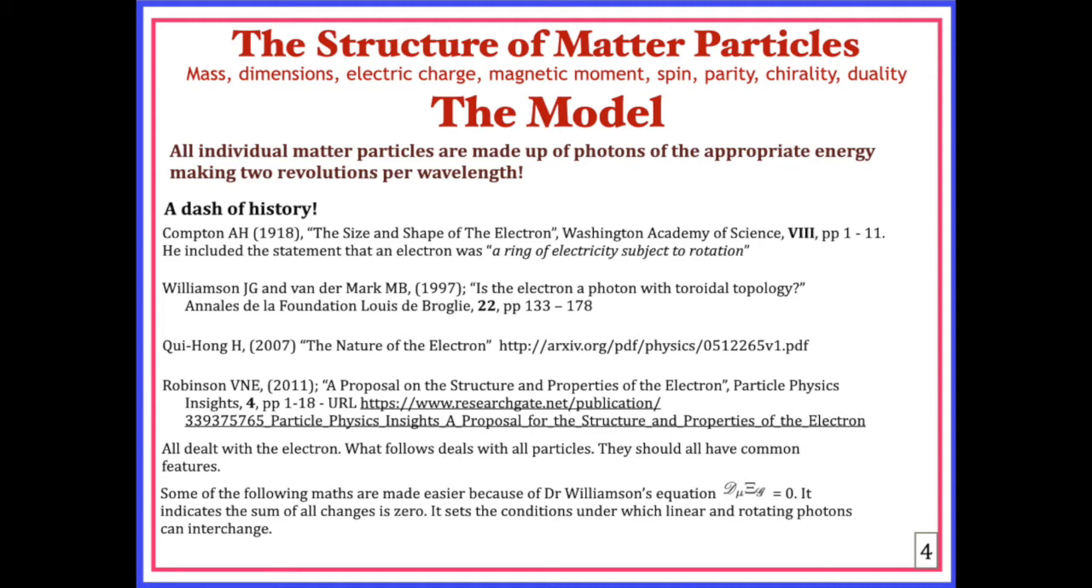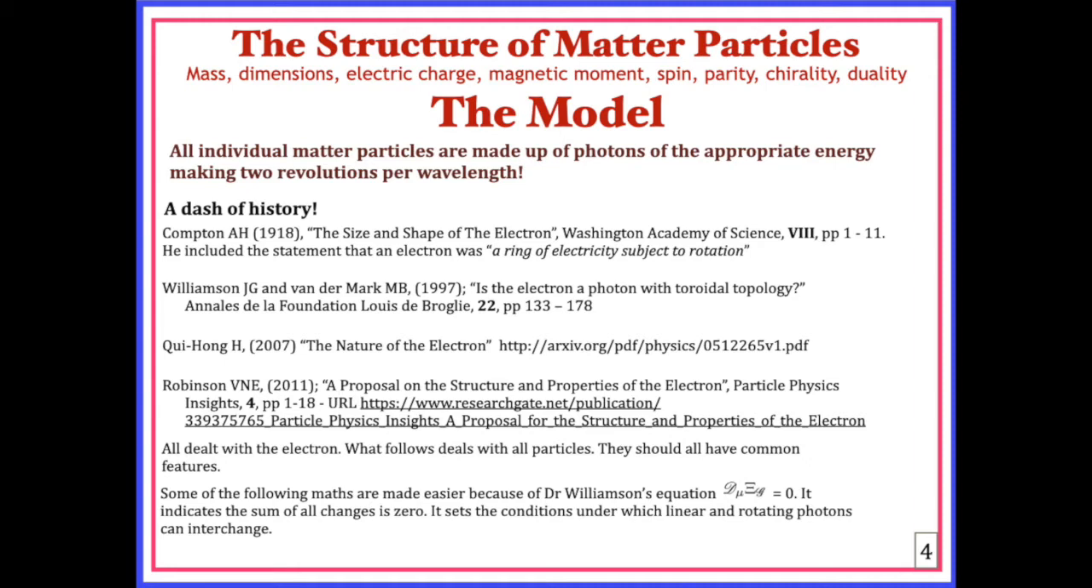Historically, the first attempt at describing an electron was by Sir Arthur Compton. In 1918, he wrote that the electron was a ring of electricity subject to rotation. The dimensions he attributed to that ring were over 10 times larger than the following model. Dr. John Williamson and Martin van der Mark were the first to publish the idea that an electron was a toroidal photon, one that made 2 revolutions within its wavelength.